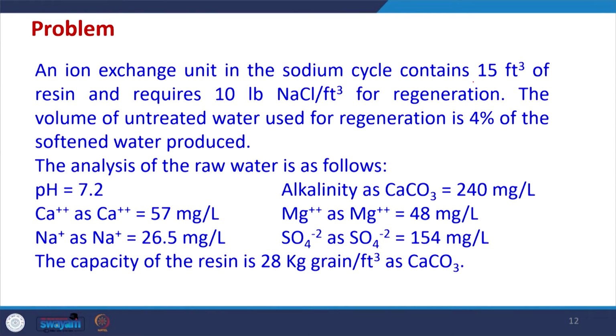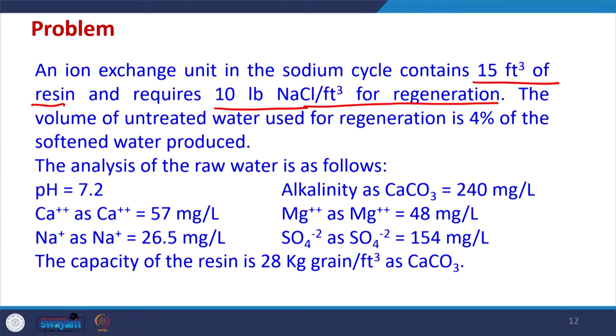Now, an ion exchange unit in the sodium cycle contains 15 feet cube of resin, and requires 10 pound of NaCl per feet cube for regeneration. This is another parameter which is given. The volume of untreated water used for regeneration is 4% of the softened water produced. So, the volume of untreated water which is used for regeneration is only 4% of the water which is actually getting produced.